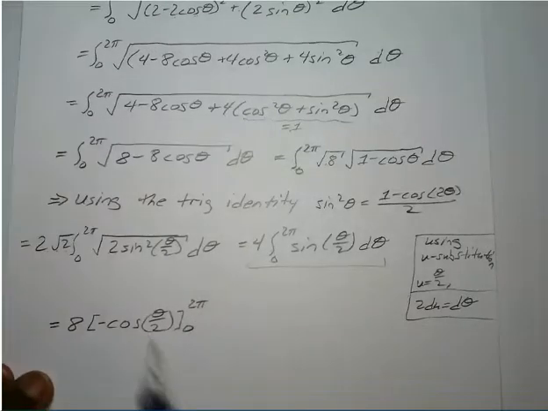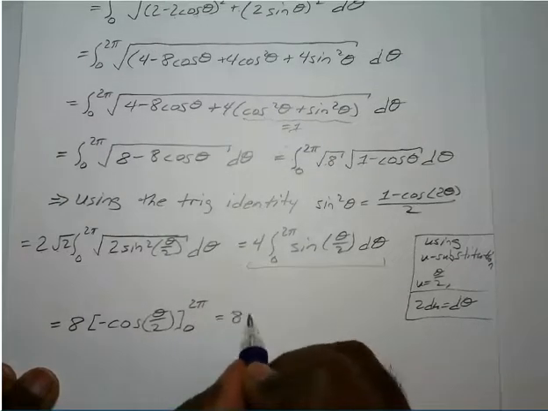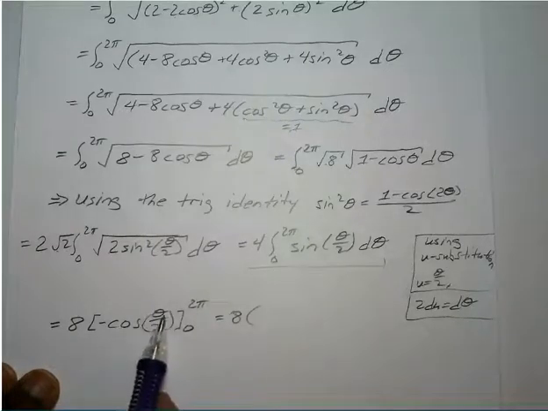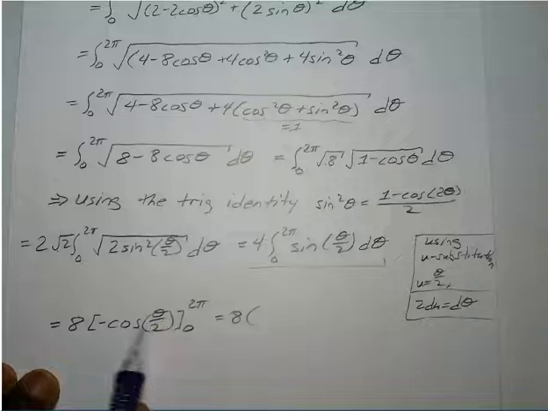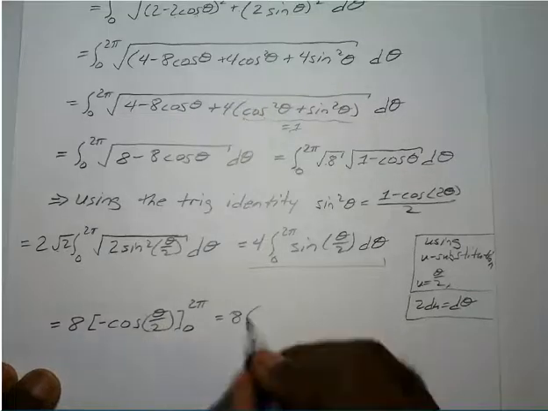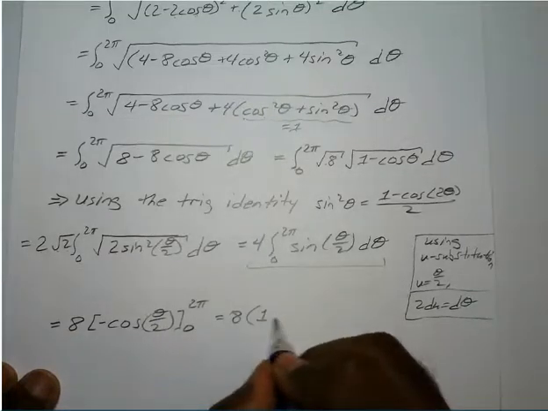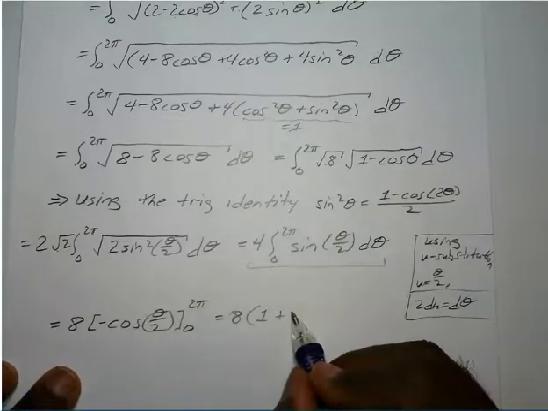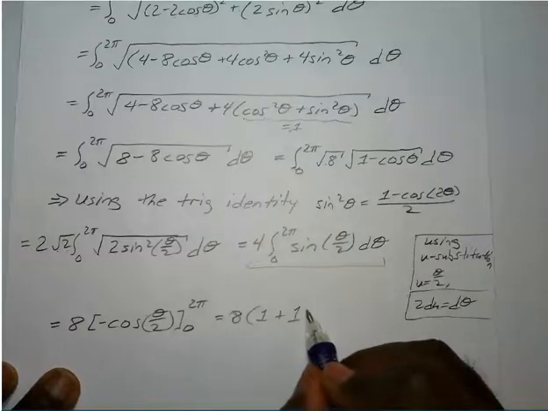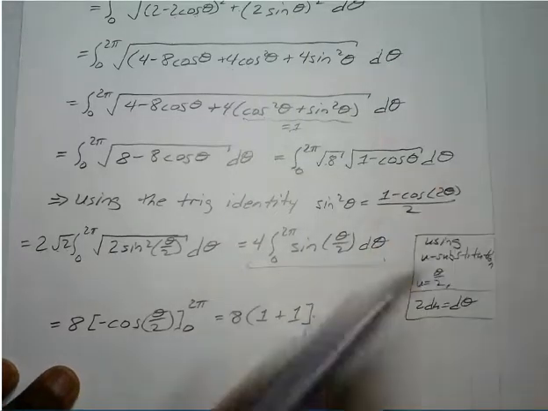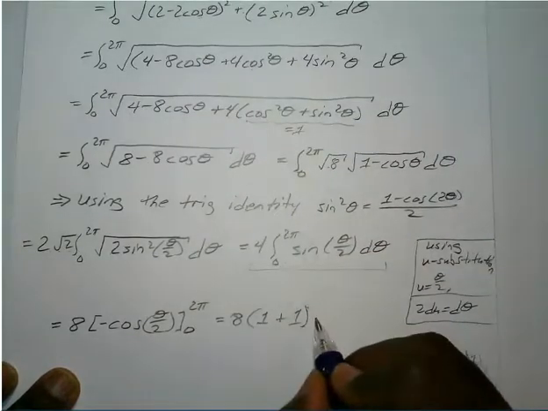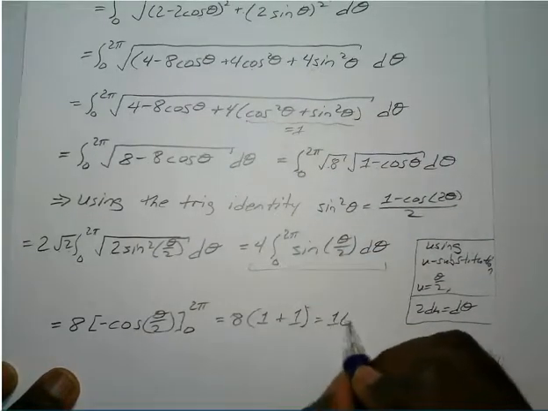Okay, so if we plug in our 2 pi, 8 times negative cosine of 2 pi over 2 is just negative cosine of pi, which is negative 1, so we have 1, plus negative cosine of 0, which is 1. Basically, we end up with 1 plus 1, or 8 times 2, which is 16.